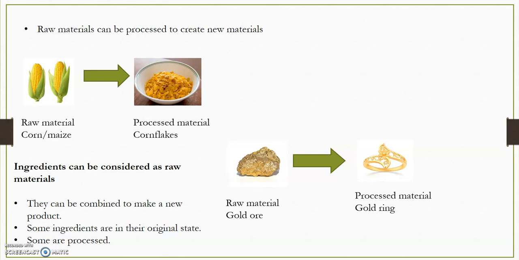But when you look at the 4 ingredients, they are totally different from what comes out, which is your cup of tea. So what you do is you combine these 4 ingredients to make a new product. And then some of these ingredients that you are combining are in their original state. Some of them are in the processed state. If we look at our tea, for example, most of our ingredients in the tea are processed.